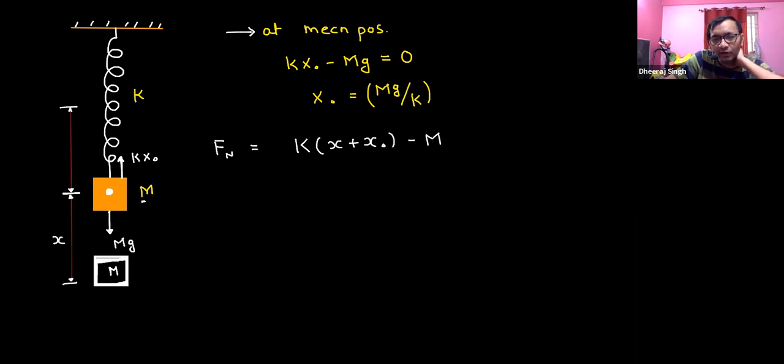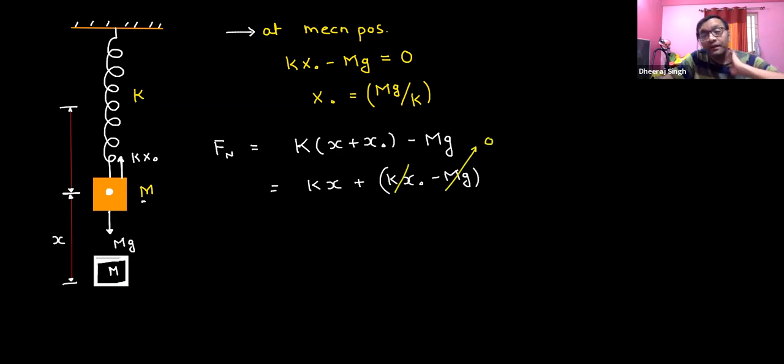If you take Kx naught, even mg is there. So this is equal to Kx plus Kx naught minus mg. Kx naught minus mg was zero earlier itself. So net force is Kx. So you could have written Kx directly. That's what my point is.